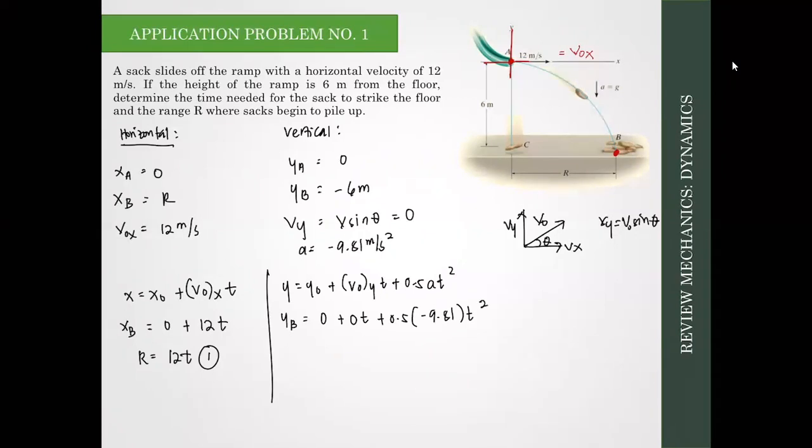Okay? And si YB natin, alam natin si YB nandito, no? Negative 6 yung nakalagay sa atin. So, negative 6 is equals to 0.5 times 9.81. That is negative 4.905 T squared. Solving, we will have a value for T. Magiging positive siya, no? So, that is 1.106 seconds. Okay? So, kailangan ba natin yon? Determine the time. So, this is our answer for the time para makalapag siya doon, no?